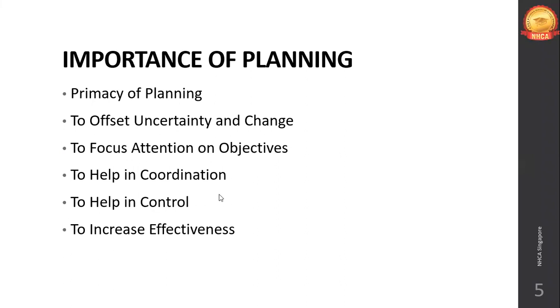Control means what? Something is going out of deviation, something is not going according to what you have planned, you have to bring it back to your focused course of action. So that is control. To increase effectiveness, to make the organization more efficient in their management function. So these are the importance of planning.